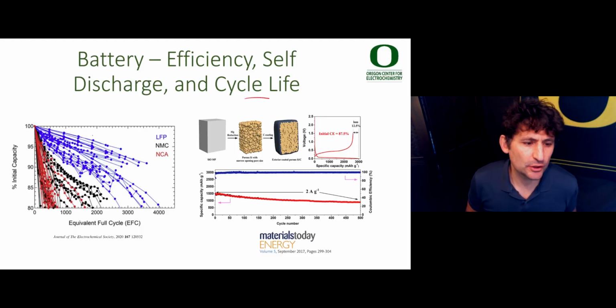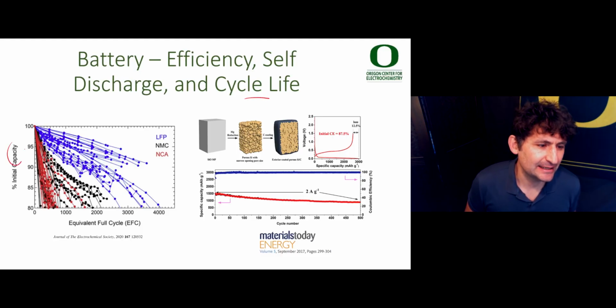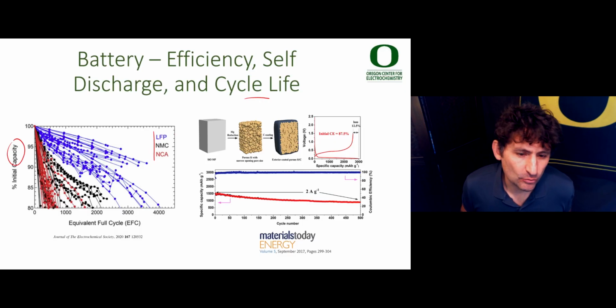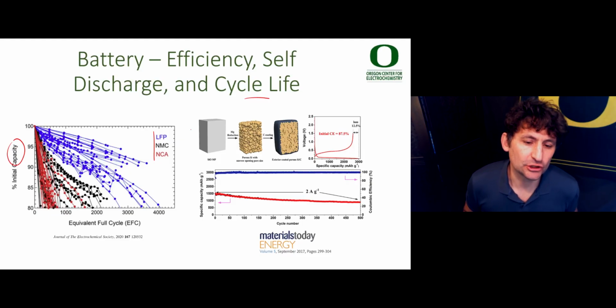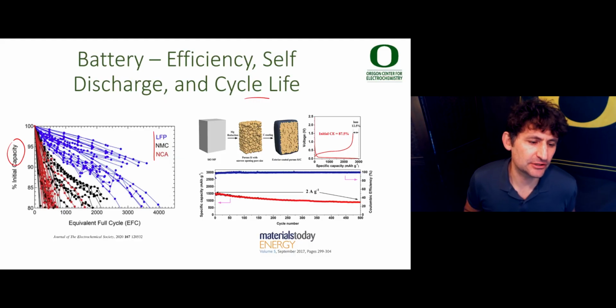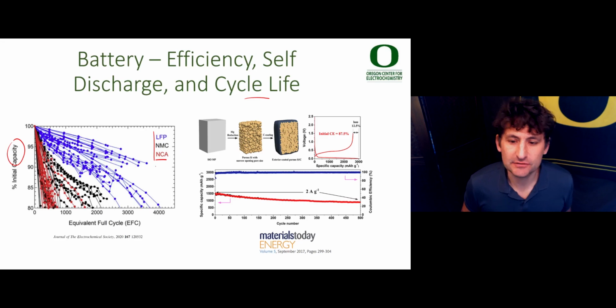Below are two figures. One shows the capacity of various battery chemistries, lithium iron phosphide, lithium nickel manganese cobalt, and nickel cobalt aluminum oxide cathodes as a function of cycling. You can see some degrade much faster than others. We'll talk about why this might be and how to understand these types of measurements.